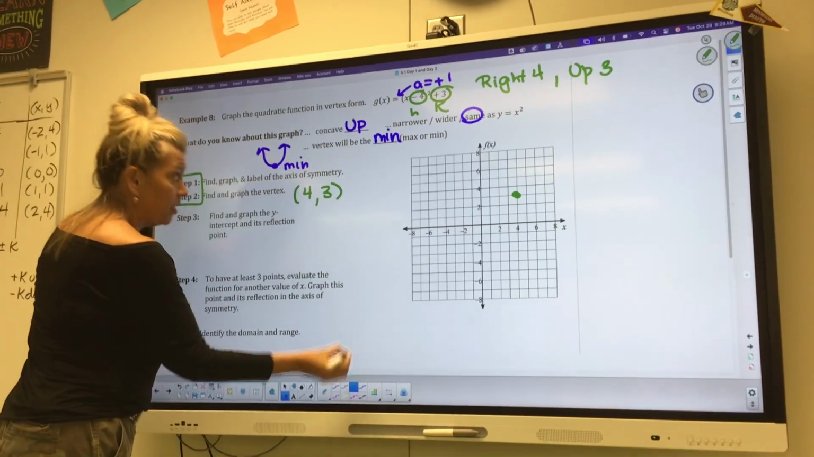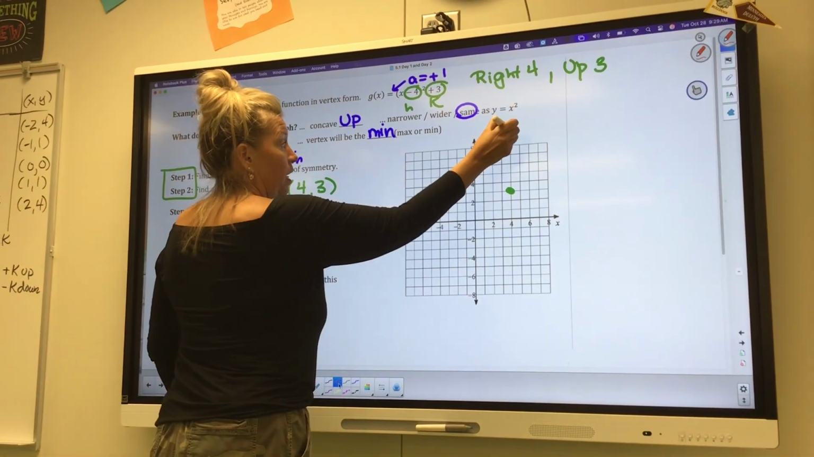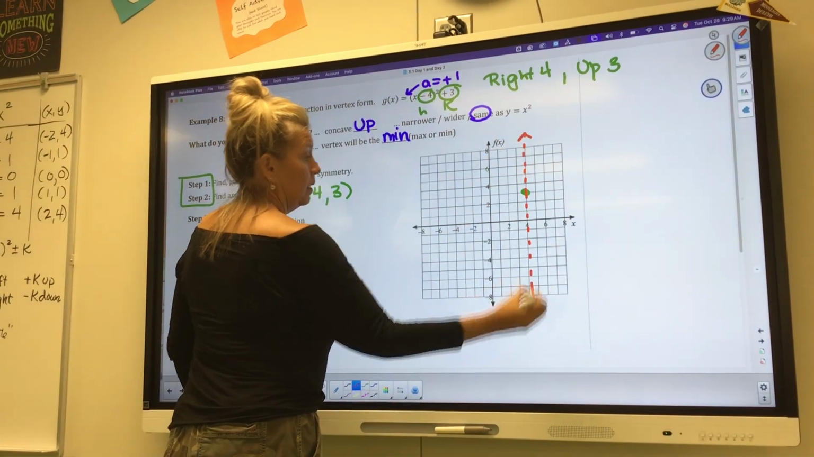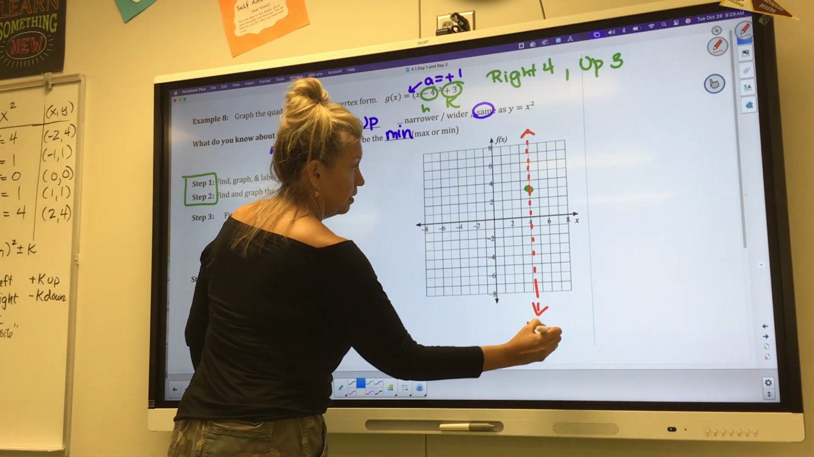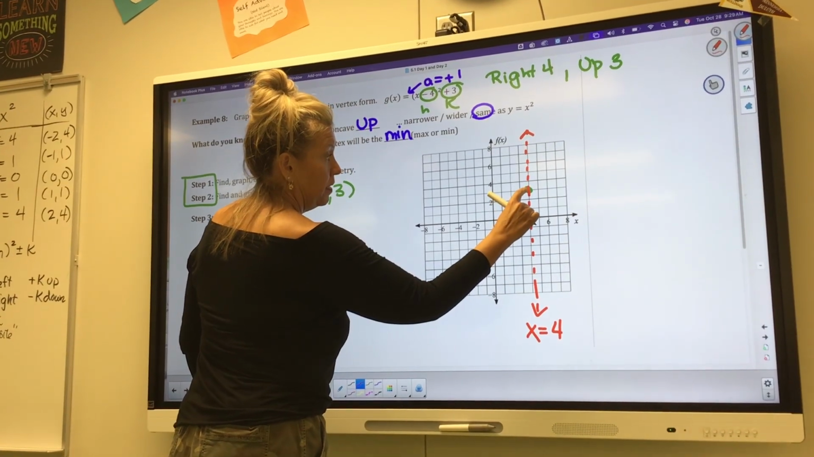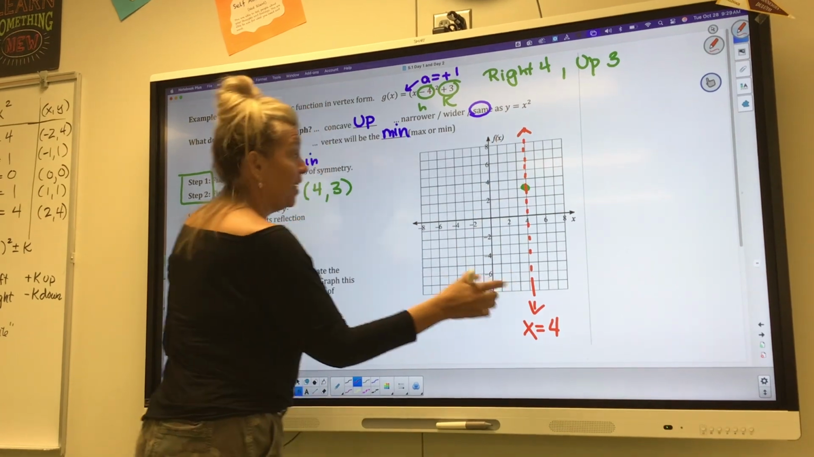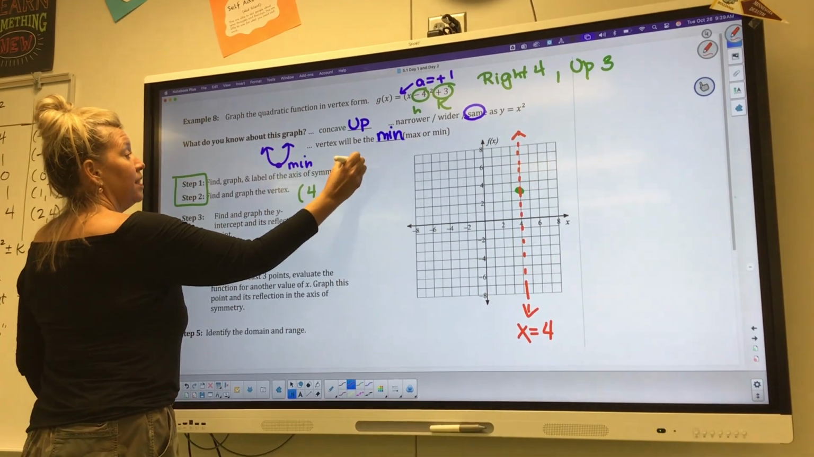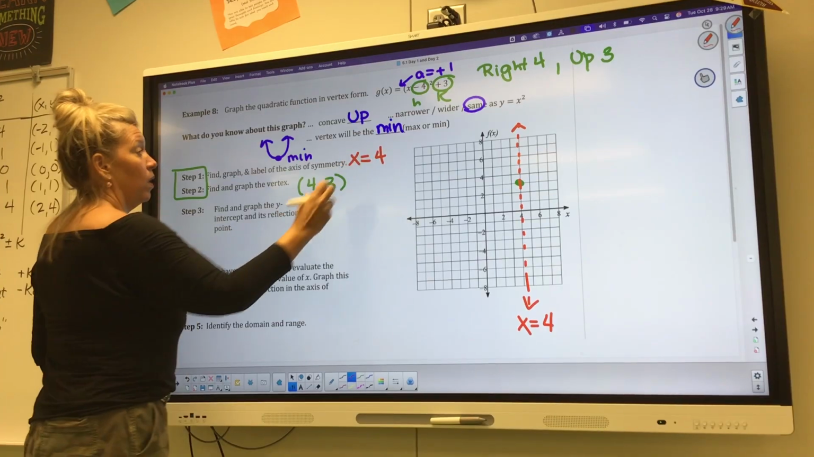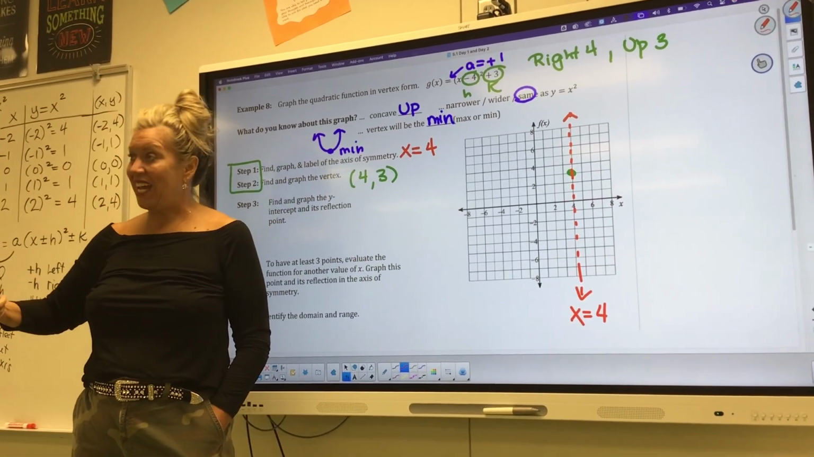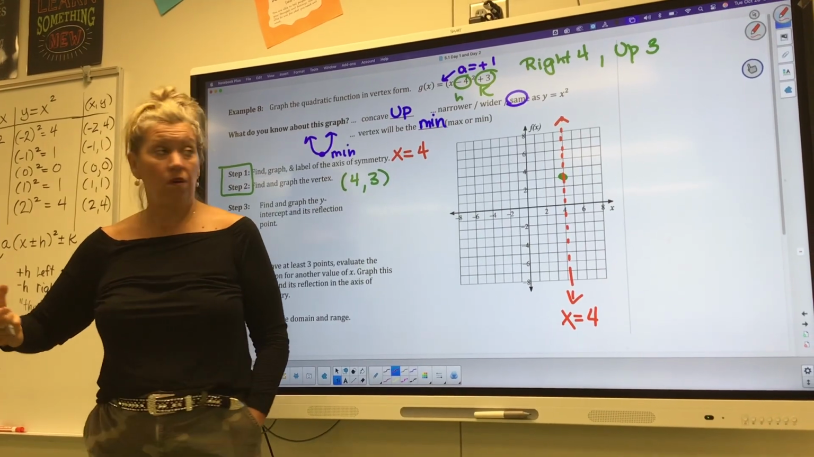The axis of symmetry runs right through the vertex. So that vertex is an x of 4. So it's going to run right through x equals 4. So you write that as an equation, x equals 4. Yesterday we didn't have you graph those lines of symmetry. Today we're asking you to do that now.